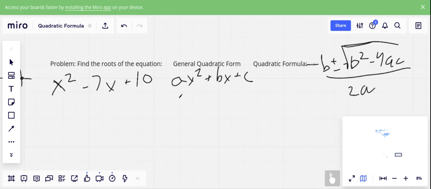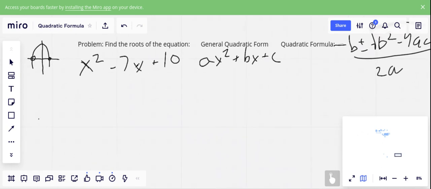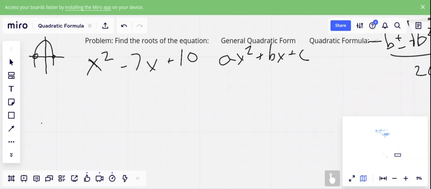So let's get to a problem. The problem is: find the roots of the equation x squared minus 7x plus 10. You can see that this and the general quadratic form are pretty similar. They both have an x squared, x, and constant term. So now the next step is to find what a, b, and c are.